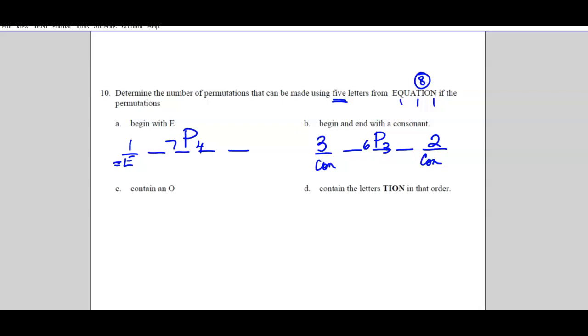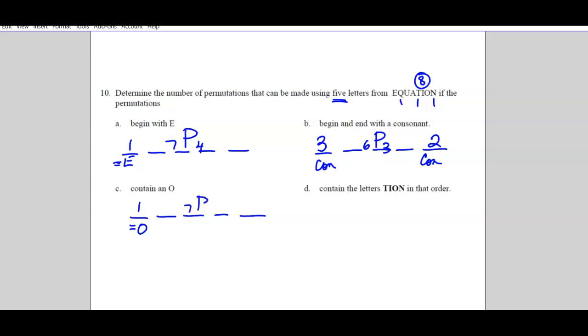Okay, so next one, it has to contain an O. Because remember, we're only doing a 5-letter arrangement. So it could happen that of these, if you did all the 5-letter arrangements, 8P5, some of them might not have an O. We want to make sure it has an O. So I'm going to start and say, okay, the first letter has to be an O. So then that's one possibility, right? There's only one way to do that. And then 7, 6, 5, 4.